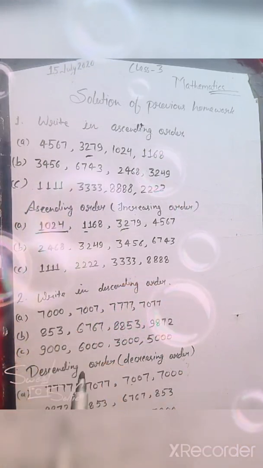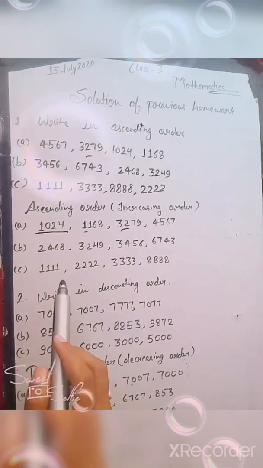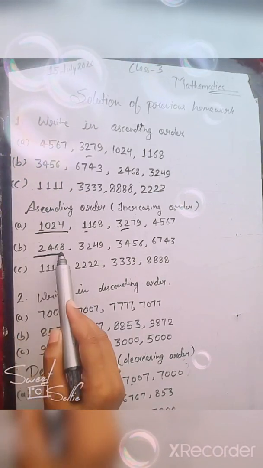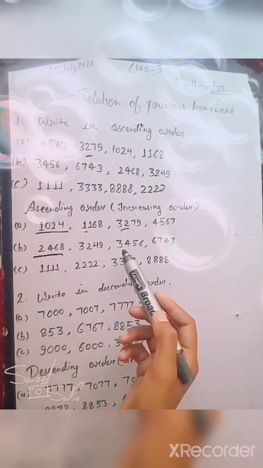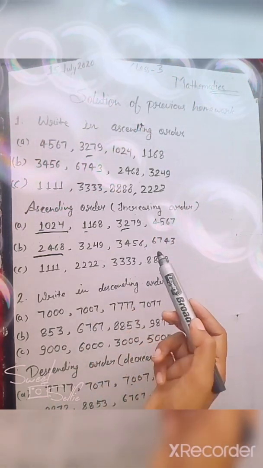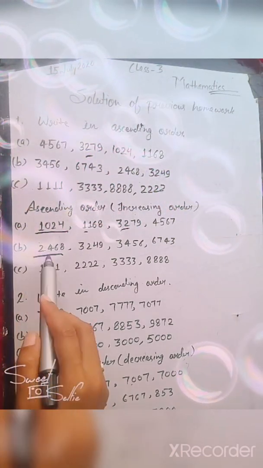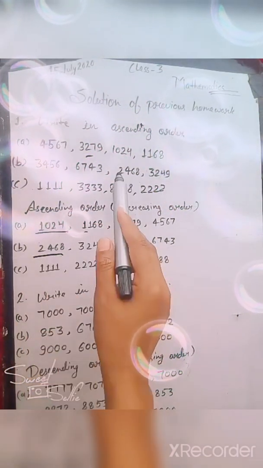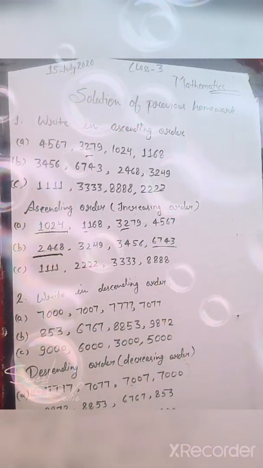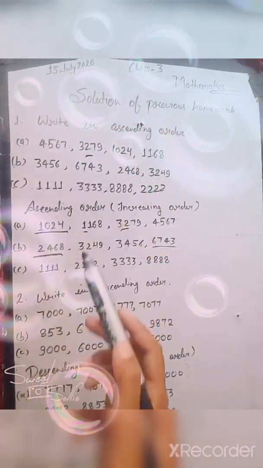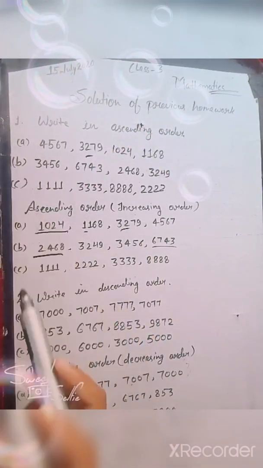Number second, that is B. When we write it in ascending order, we get 2468, next 3249, 3456, and 6743. 2468 is the smallest number among these numbers, and 6743 is the greatest number among these numbers. So this is the ascending order of B.